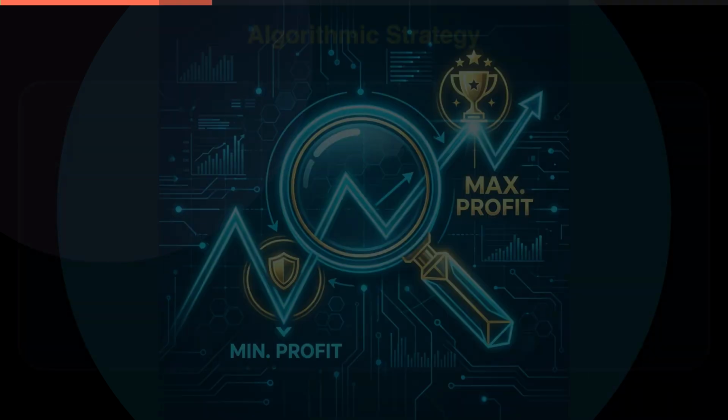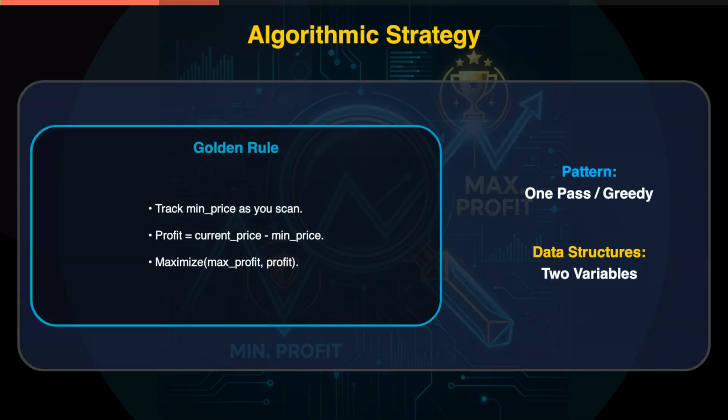Our strategy follows a golden rule: we track the minimum price as we scan, and calculate the potential profit at every step. We use a greedy approach with a single pass, meaning we only look at each price once. This ensures our algorithm is extremely efficient. We maintain two variables: min price, initialized to infinity, and max profit, initialized to 0.